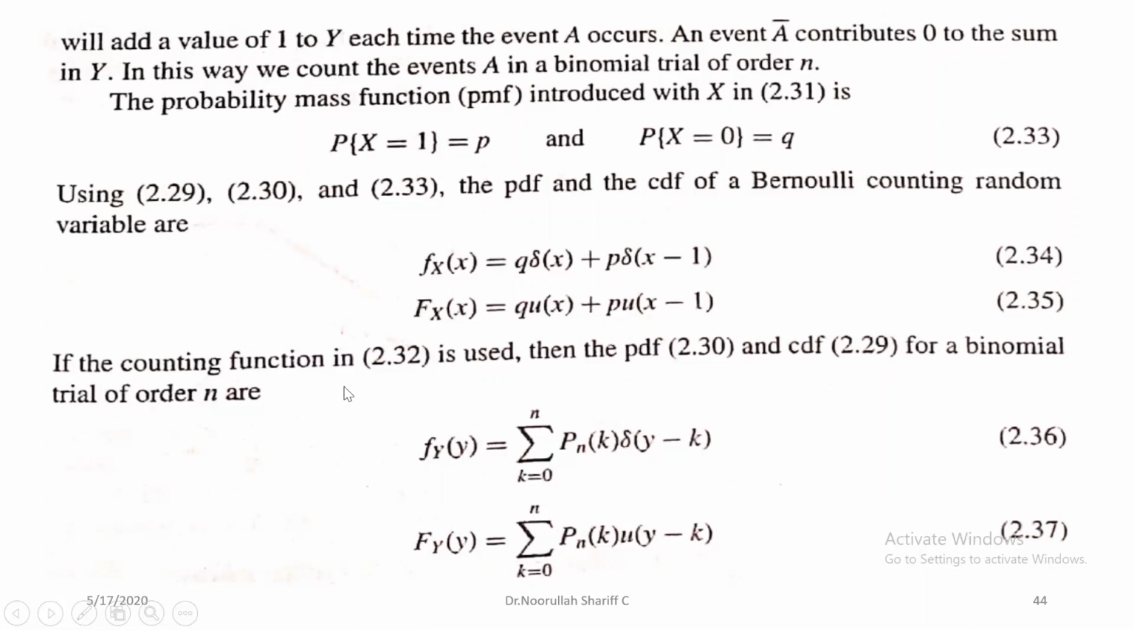Similarly, when we use the counting function, the PDF for the binomial trial of order n can be written as sigma of p sub k delta of y minus k, and the CDF as sigma of p sub k u of y minus k. So again, the unit impulse function is for the PDF and the unit step function is for the CDF. That's the difference. This p sub k is just the same as p sub i itself.